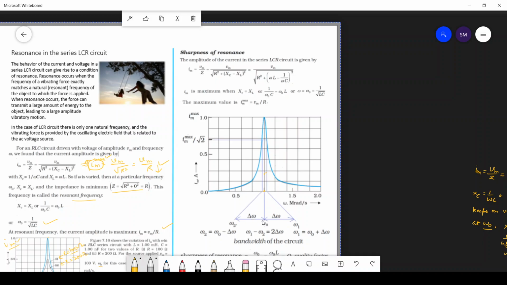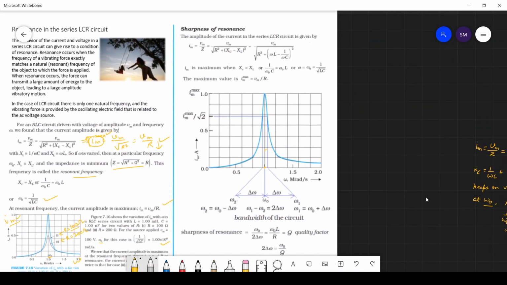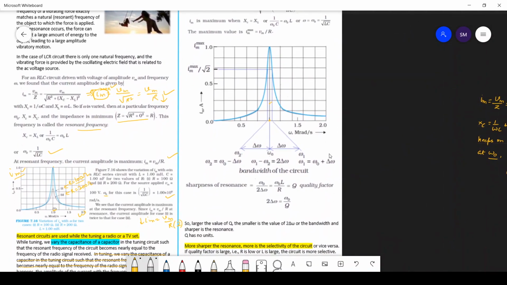So this difference between omega naught and omega 1 is delta omega, and between omega 2 and omega naught is also delta omega. So this is the bandwidth of the circuit: delta omega plus delta omega, 2 delta omega, is the bandwidth of the circuit. And what is this omega 1? Omega naught plus delta omega gives you omega 1. How will you get omega 2? Omega naught minus delta omega gives you omega 2. So this is the bandwidth of the circuit, 2 delta omega.